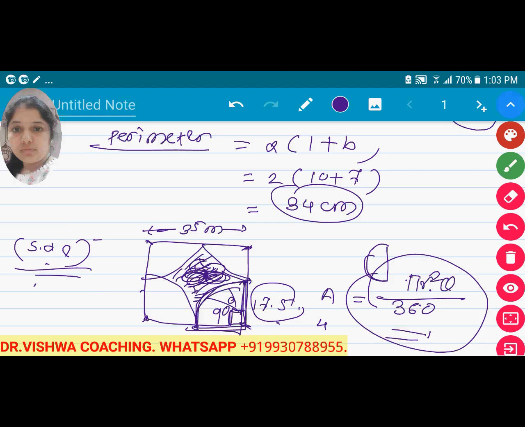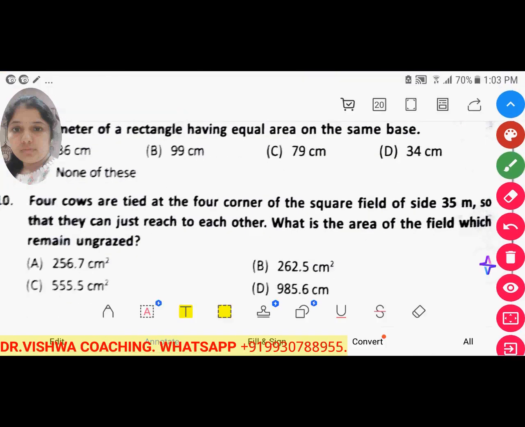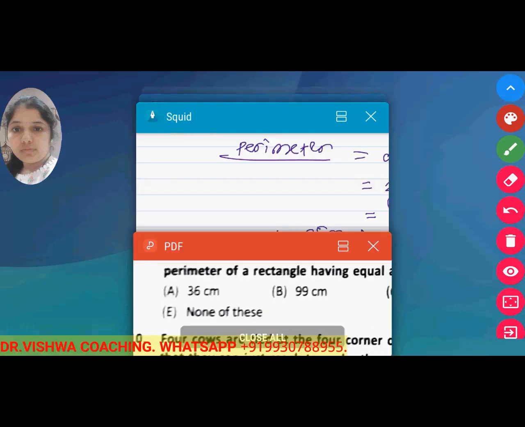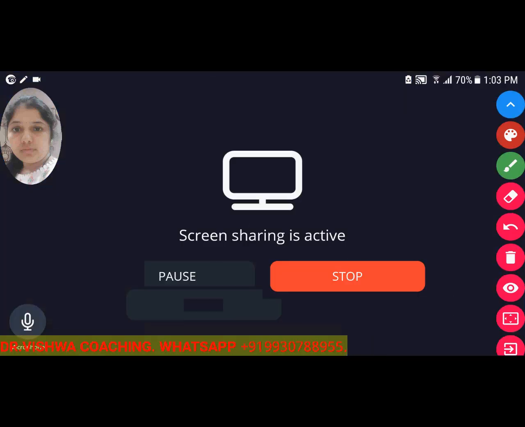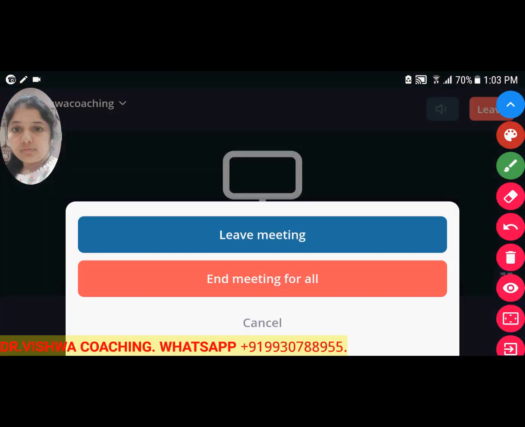So this is the whole of mensuration. Now we will take a break here, and in the next topic we will learn some more topics related to the Olympiad maths for grade 7.